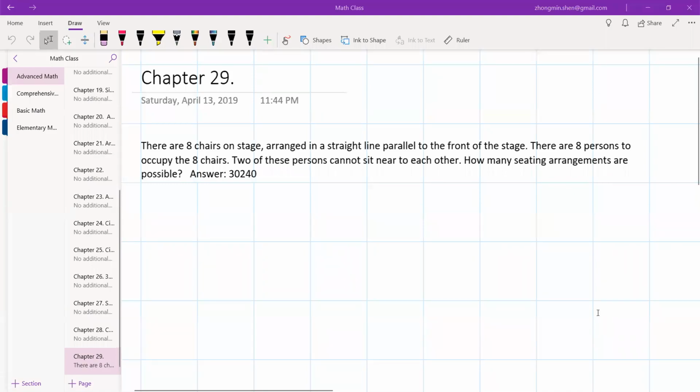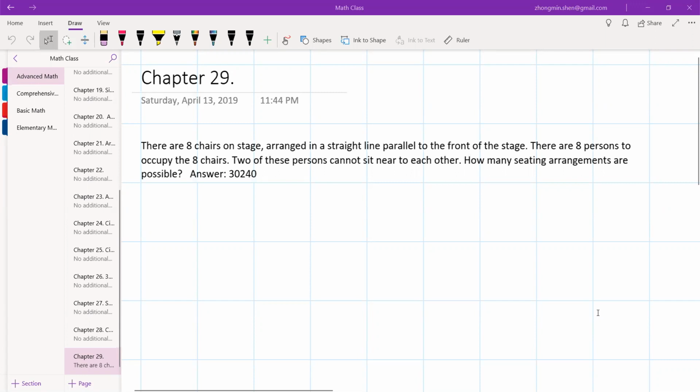All right, so this is a problem from the homework. There are 8 chairs on stage, arranged in a strict line parallel to the front of the stage. There are 8 persons to occupy the 8 chairs, but 2 of these persons cannot sit near each other. Wait a minute, did I copy it wrong? How many seating arrangements are possible?